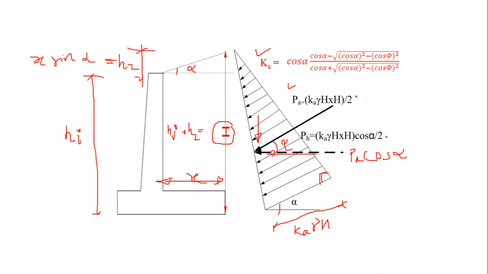Here this 2 is for this 2. This is not alpha by 2, so don't get confused. Cosine alpha is different. So Pa cosine alpha is the horizontal component and Pa sine alpha is the vertical component, and once we have horizontal and vertical, we can find the moment at this end.